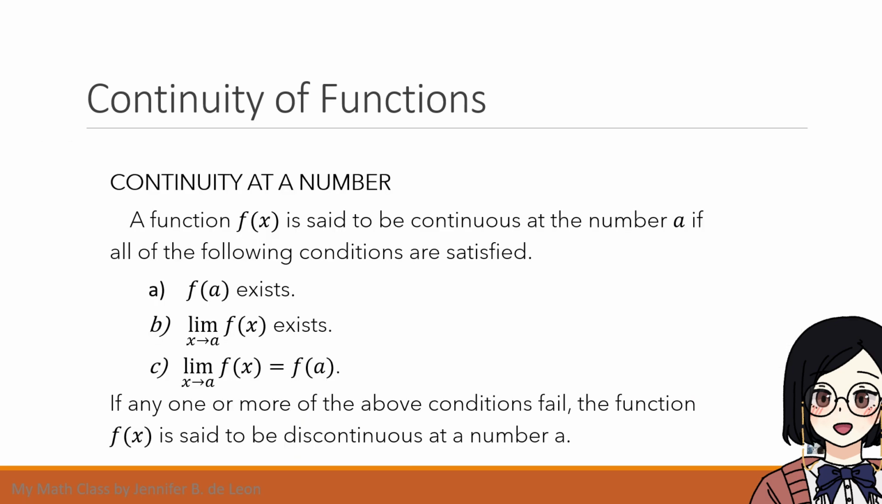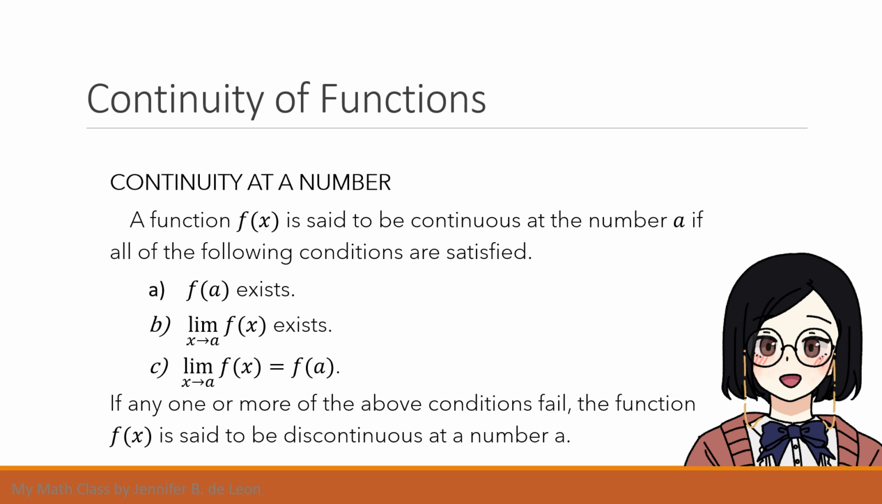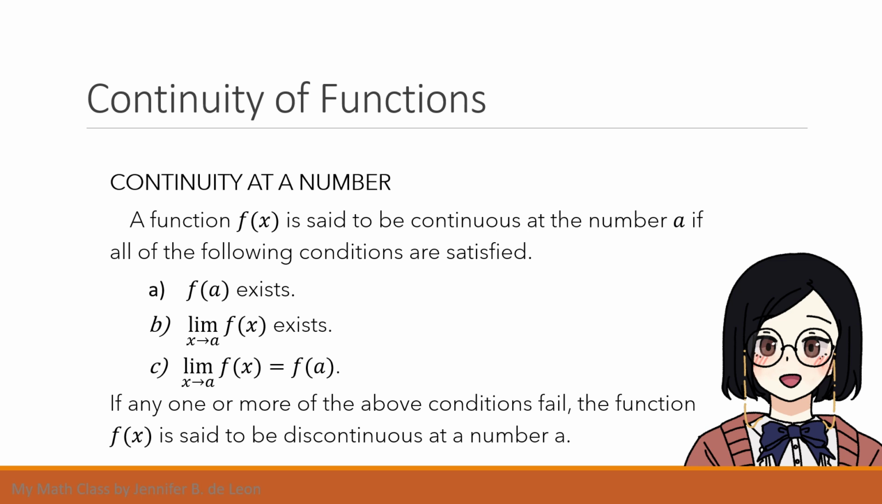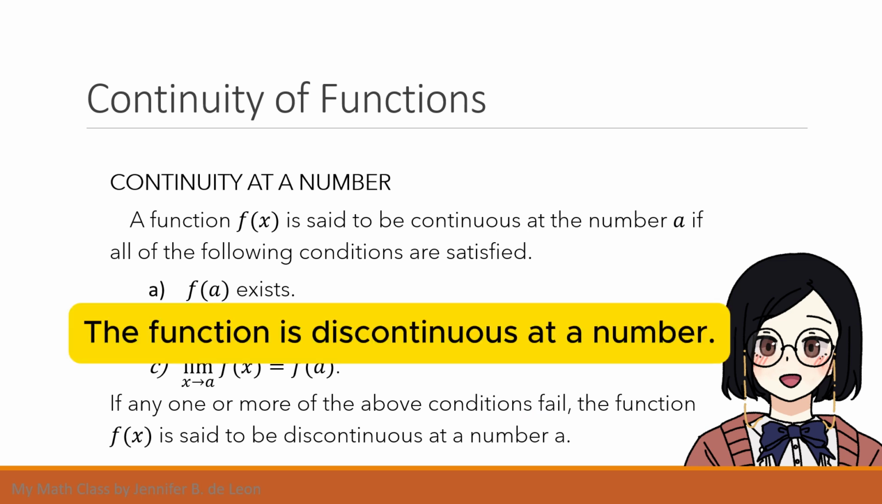Now let's describe continuity of functions formally. A function is said to be continuous at the number a if the following conditions are satisfied. First, f of a exists. Second, the limit of f of x as x approaches a exists. And third, the limit of f of x as x approaches a is equal to f of a. If any one or more of the given conditions fail, the function is said to be discontinuous at the number.